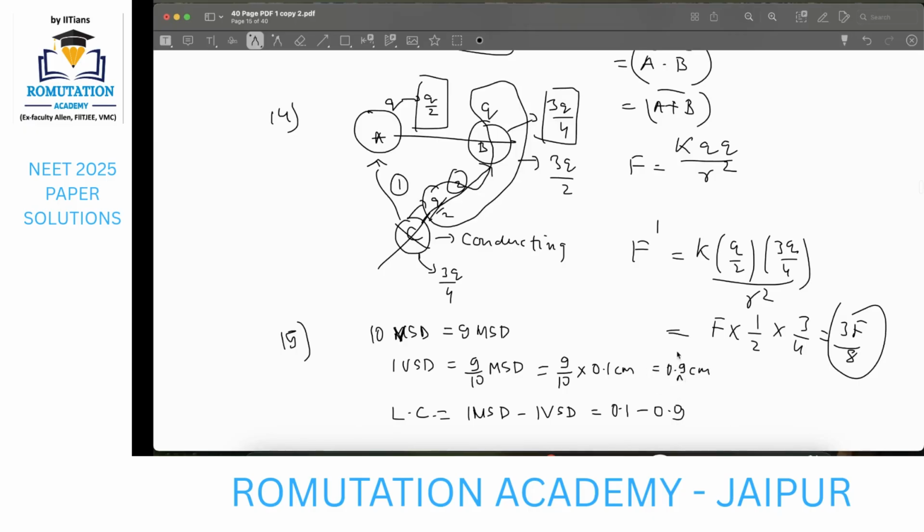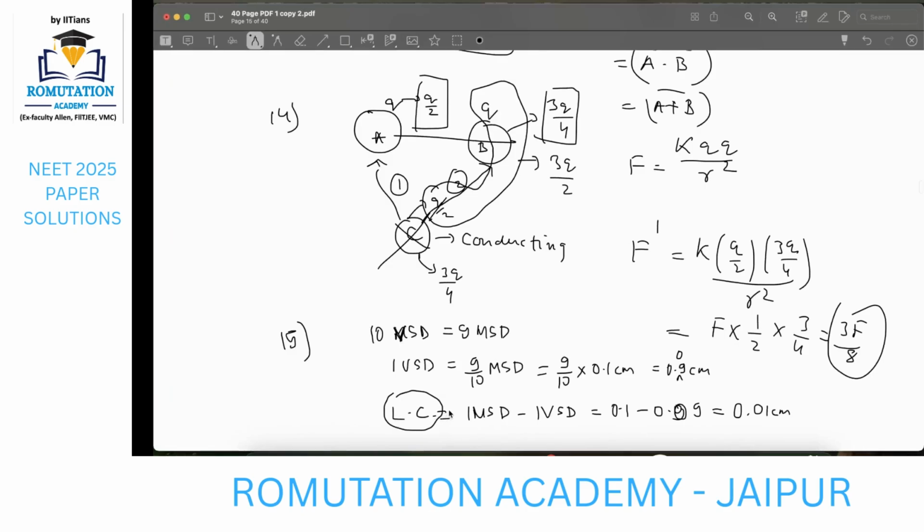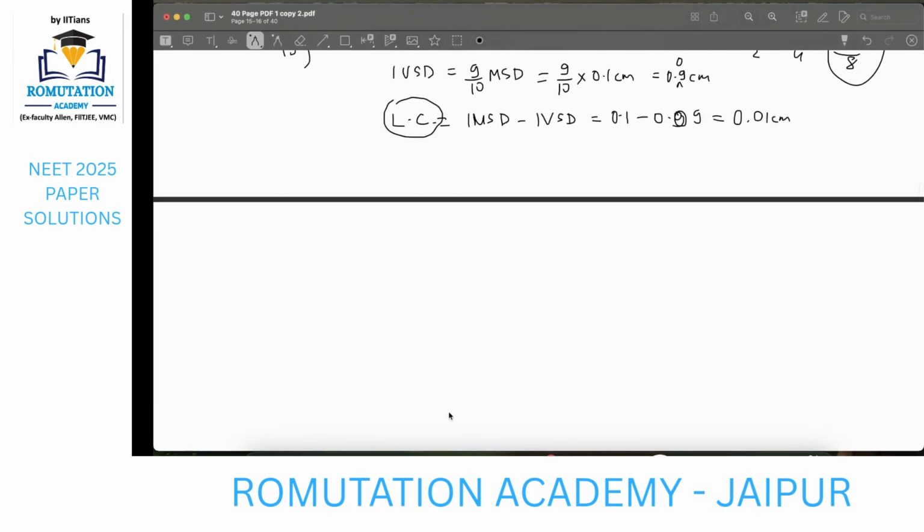0.09, I think, yeah, it will be a 0, right? So 0.09, once you subtract, you will be getting 0.01 centimeter over here. That is the least count of this scale. But there is an error also. The error is already given to us as 0.1 centimeter, right?